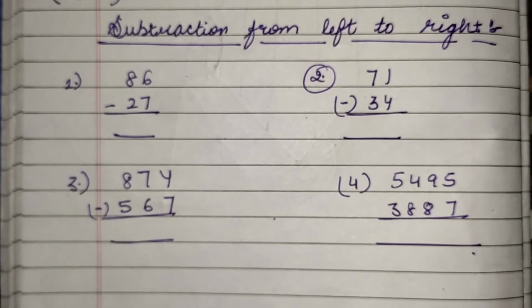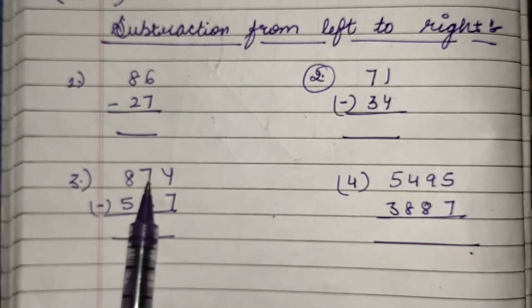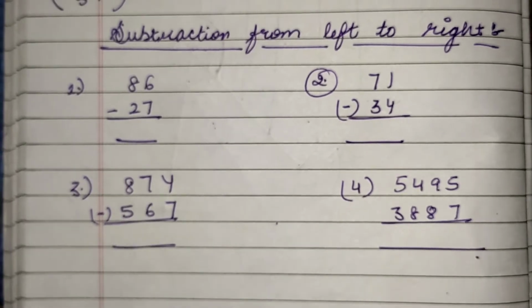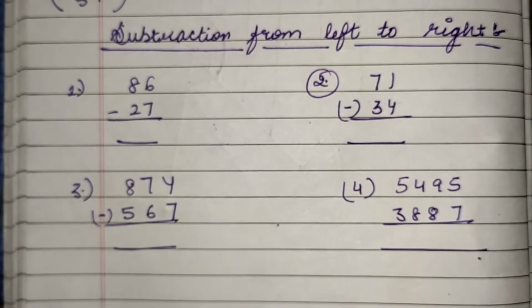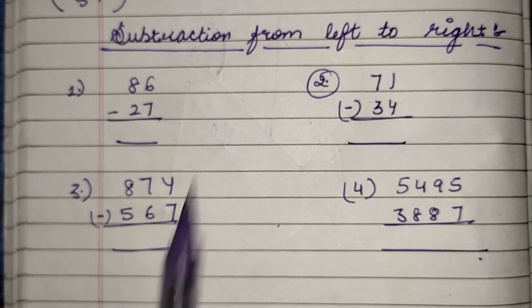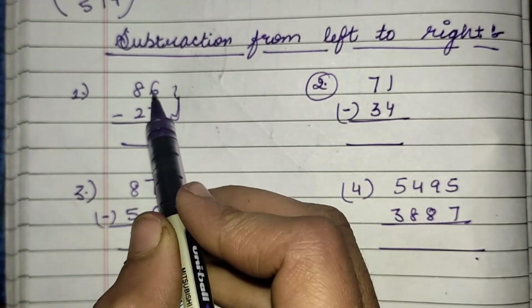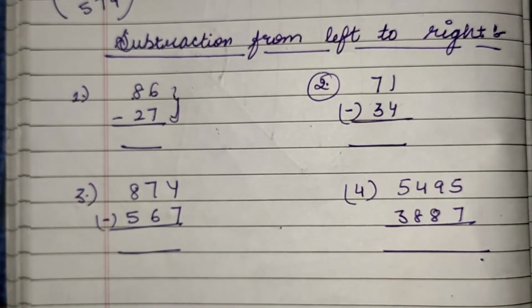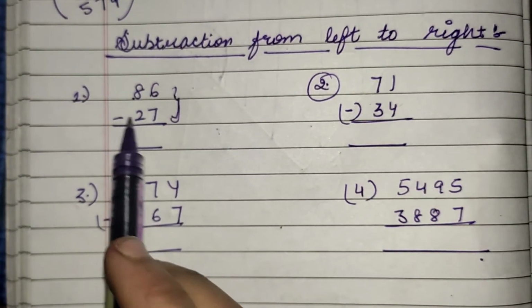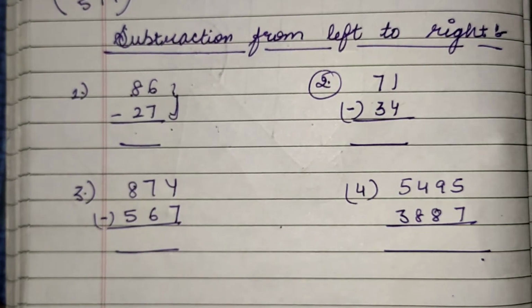So let us start today's topic, which is subtraction from left to right. We have learned this trick for addition, how to do addition from left to right. So we will learn a similar trick for subtraction also. Okay, so what does it mean? In our normal mathematics, we do subtraction from right to left. But by using Vedic maths, you can do subtraction from left to right, which is very fast, and you can do it within a few seconds in your exam.